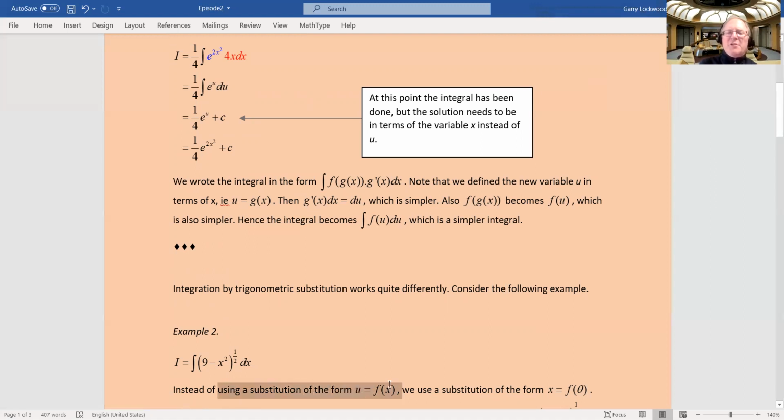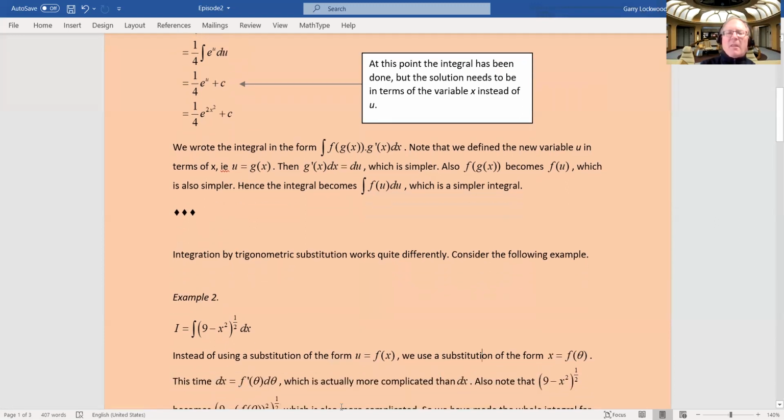This time, instead of using a substitution of the form u equals f of x, we actually use a substitution of the form x equals some function of theta. And this time dx is equal to f dash of theta d theta, which is actually more complicated than dx.